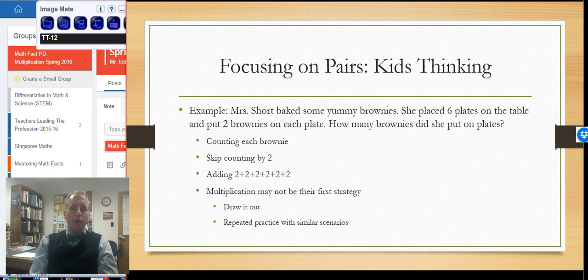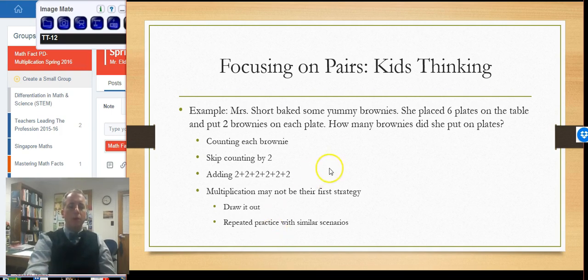Eventually they figure out that walking is more efficient, but it takes some longer to get there, right? So I think the same is probably true when we get into multiplication facts, is multiplication may not be their first strategy, so therefore in teaching, it's helping them connect that the addition that they're doing can also be done by multiplication, and eventually that's going to become more efficient for them.